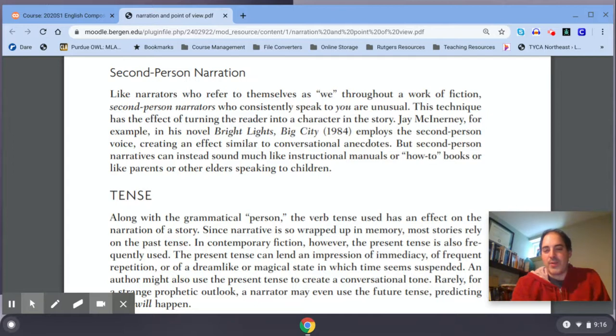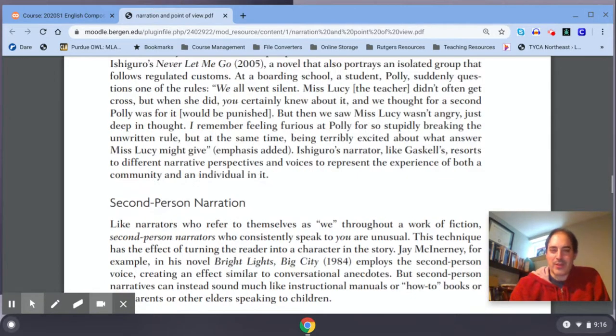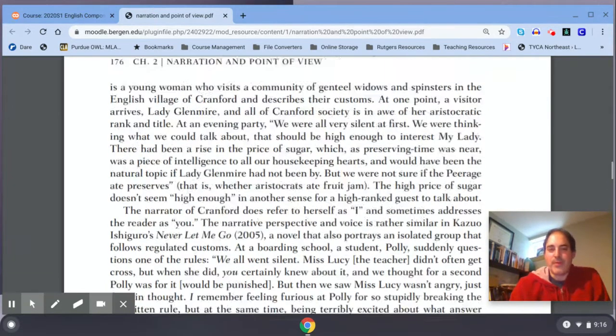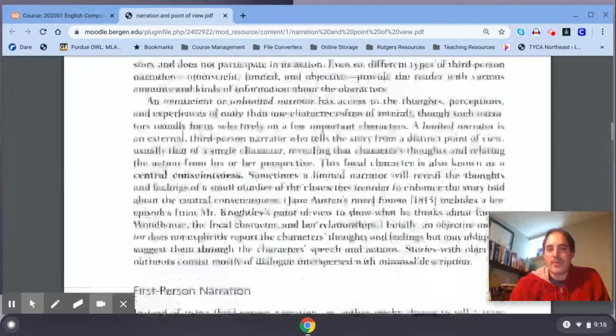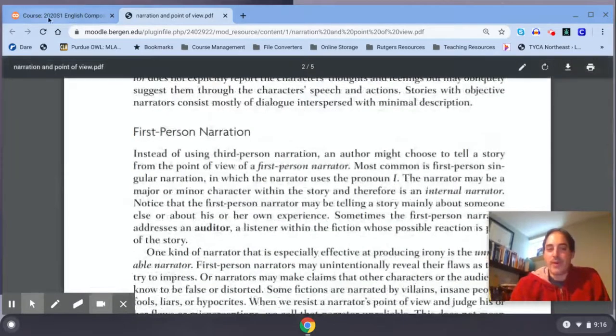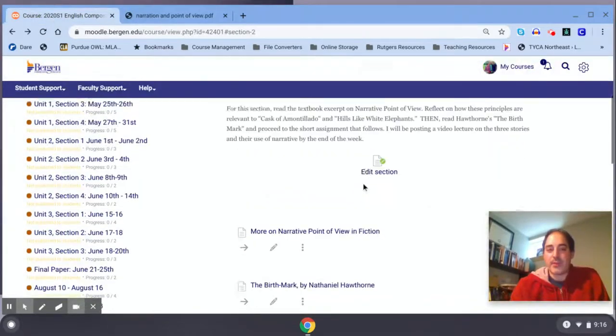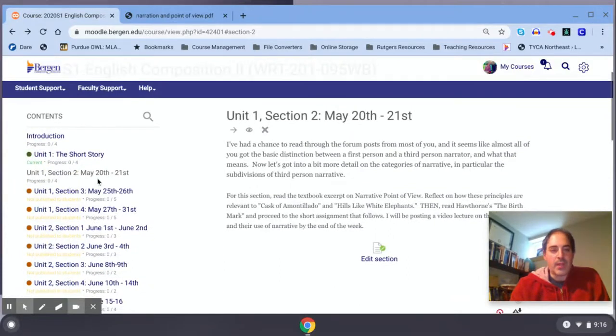But we're not going to worry too much about second-person narration because we're not actually going to look at any of it, and it's pretty rare. So let's come back to first-person narration for a second. And we all know that a first-person narrative is an I narrative. So let's pull up Cask of Amontillado for a second and just talk a little bit about what the effect of this is, right?